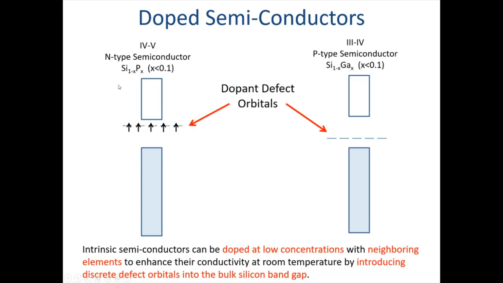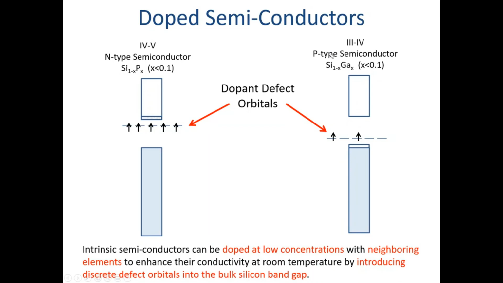So in the case of an N-type semiconductor, the reason why we call it N is because it's a negative type semiconductor. So we put some phosphorus into our semiconductor, and we put those phosphorus atoms right underneath the conduction band. And these are real close to the conduction band. So it's easy for us to promote electrons into the conduction band from these dopant levels.